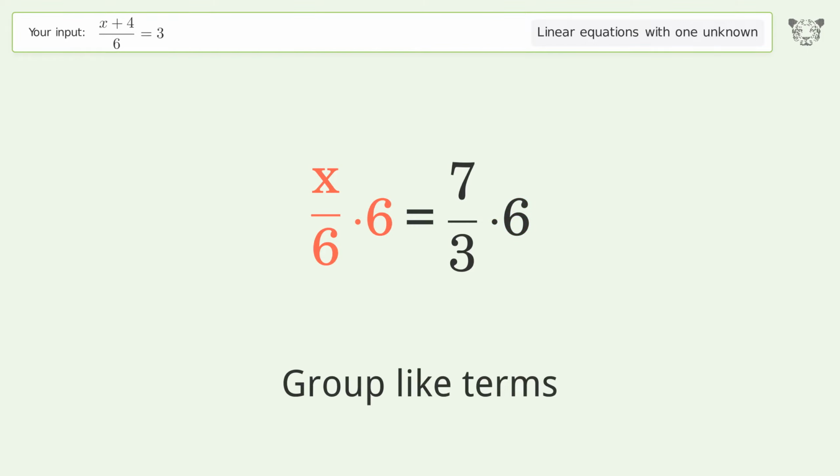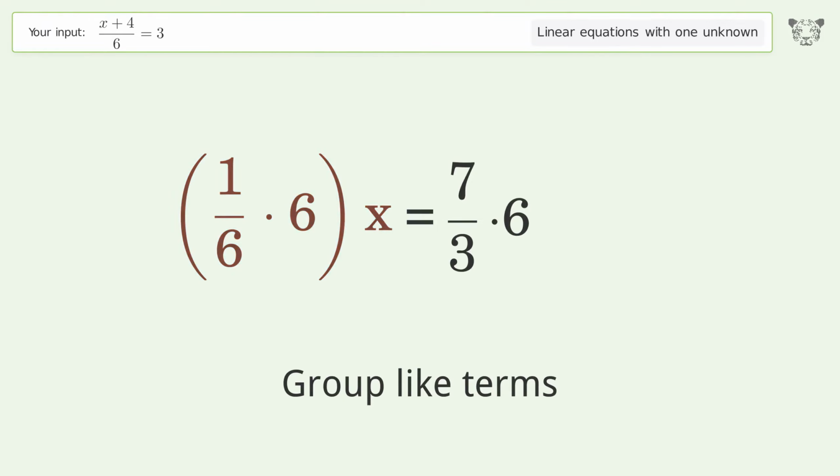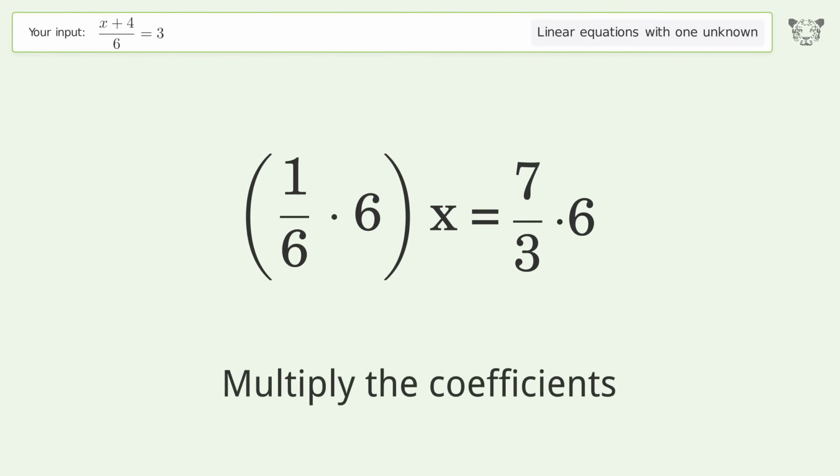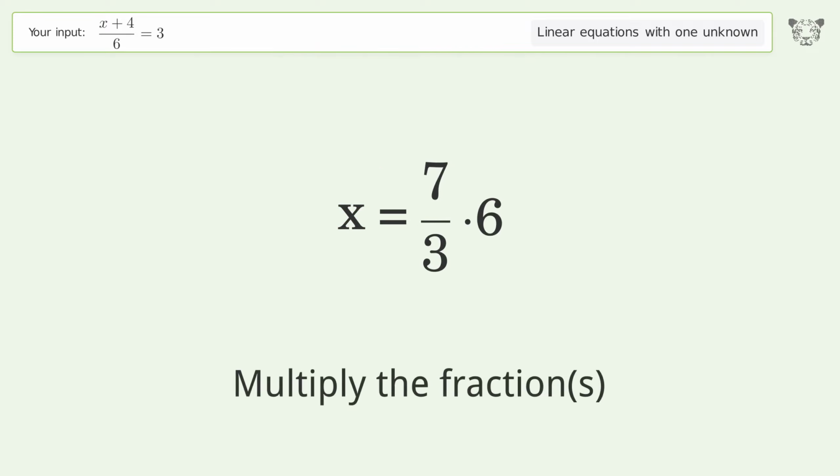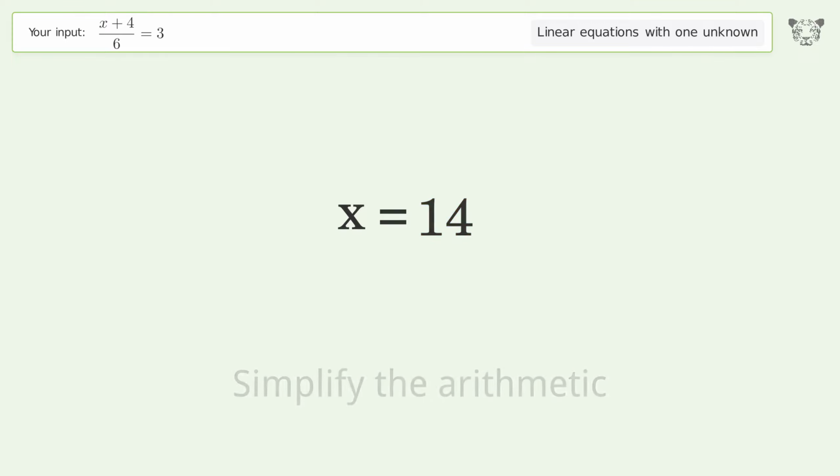Group like terms. Multiply the coefficients. Simplify the fraction. Multiply the fractions. Simplify the arithmetic. And so the final result is x equals 14.